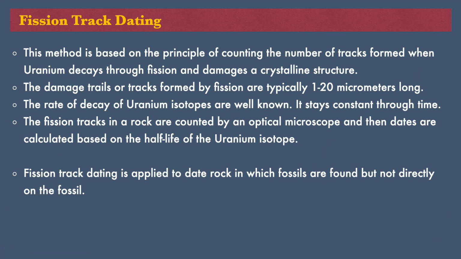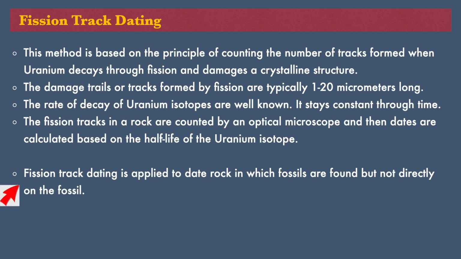Fission track dating. This method is based on the principle of counting the number of tracks formed when uranium decays through fission and damages a crystalline structure. The damaged trails or tracks formed by fission are typically 1 to 20 micrometers long. The rate of decay of uranium isotopes is well known. This rate stays constant through time. The fission tracks in a rock are counted by an optical microscope, and then the age of the rock is determined based on the half-life of the uranium isotope.